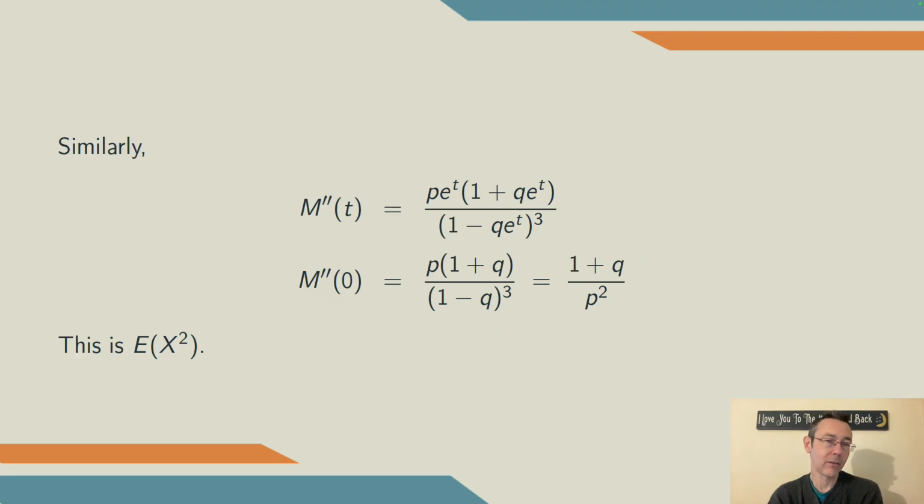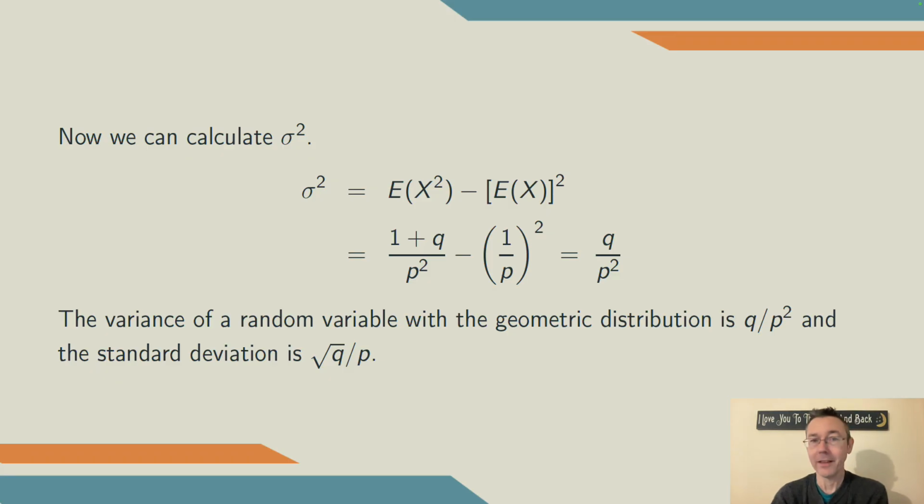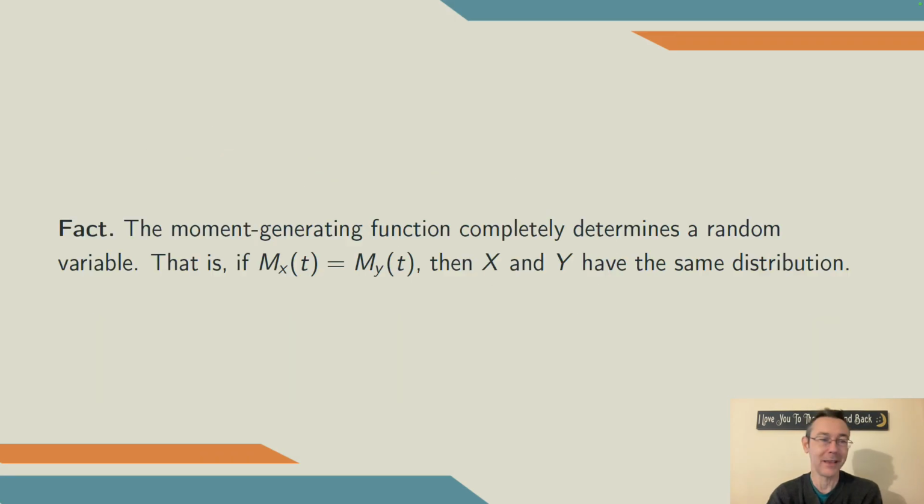Similarly, we can get the expected value of X squared by taking the second derivative of the moment generating function, plugging in 0, and we get (1 + q) over p squared. Now, that's not exactly the variance yet. The variance is given by the formula E[X^2] minus (E[X])^2. So we plug in the two things that we found, do a little simplifying, and we get a variance of q over p squared. So that means that the standard deviation of a random variable with a geometric distribution is the square root of q over p. This fact is often useful.